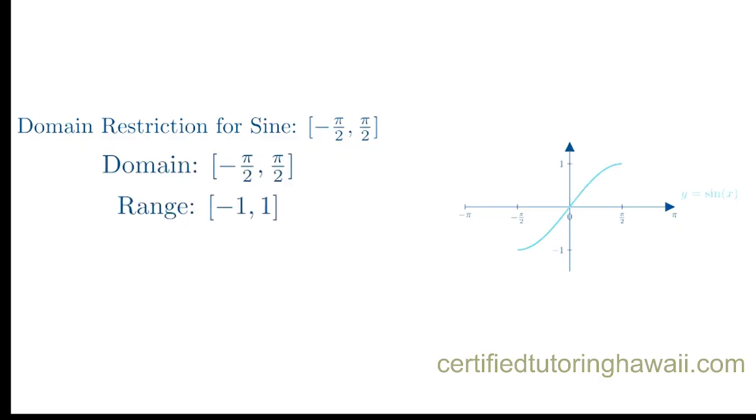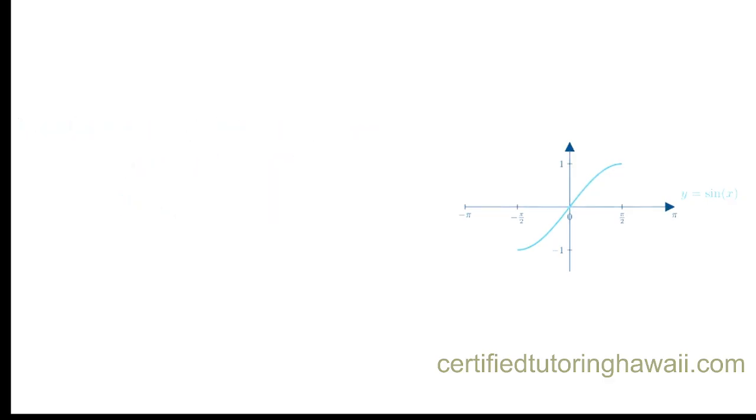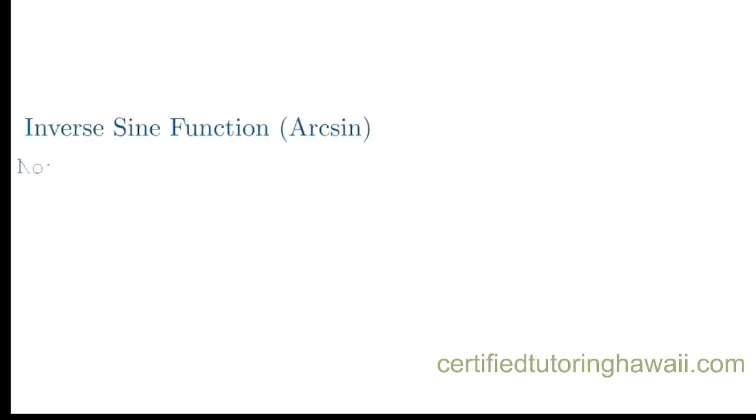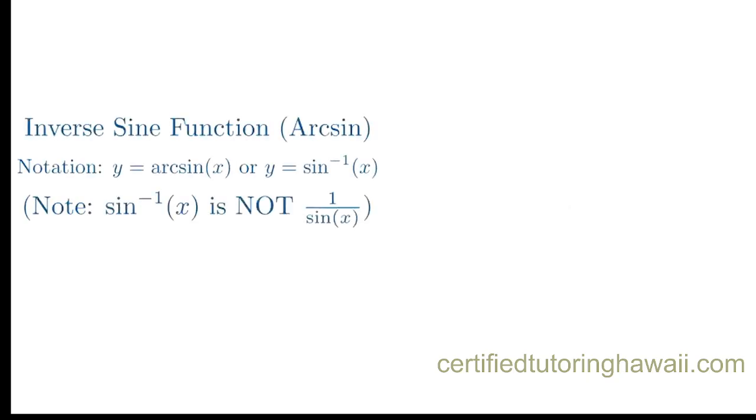Since it's now 1-to-1, we can finally define its inverse. We call this inverse function the arcsine function, or inverse sine of x. This is written as y equals arcsine x, or sometimes as y equals sine inverse x.